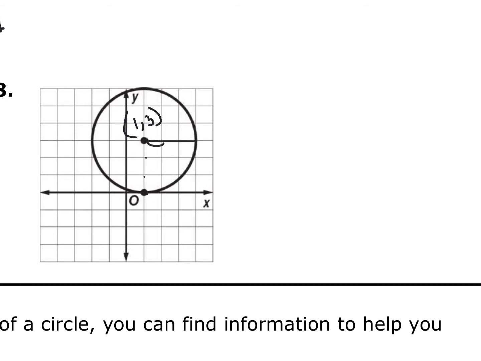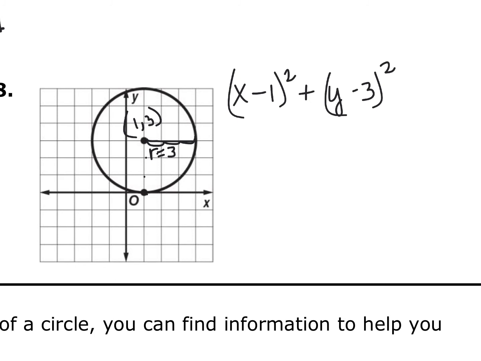My radius, horizontally here, is 1, 2, 3. Okay, so we'll write out our formula. X minus h, which is 1, squared, plus y minus 3, squared, equals the radius, which is 3, squared. So all I really have to do is square my radius here.